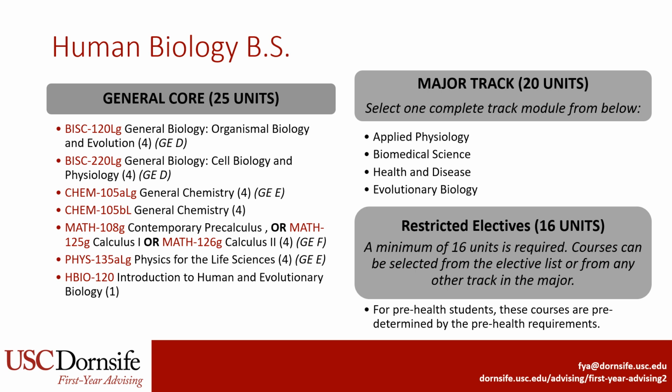For the math requirement, students who are pre-health may need to take at least Calculus 1. For students who are not pre-health, pre-calculus will also satisfy the major requirement. The second part is a major track, which consists of 20 units. There are 4 tracks to pick from, which we'll get into shortly. The third part is 16 units of restricted electives. You will be able to select from a list of courses to fulfill this requirement.